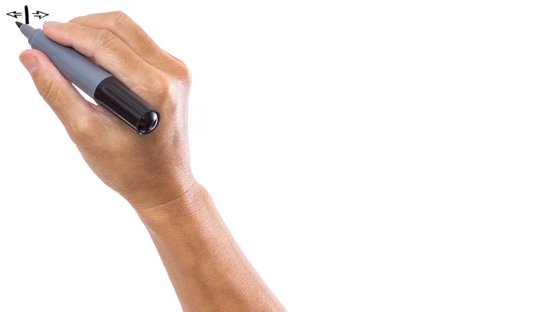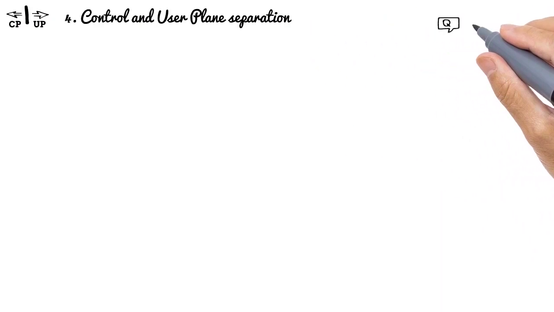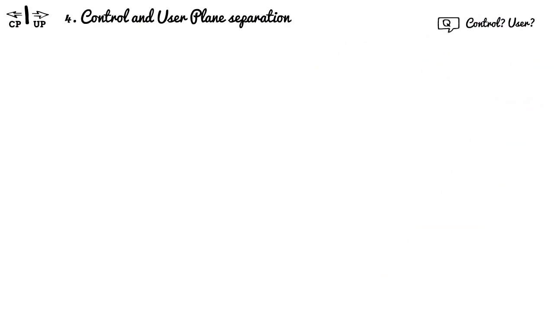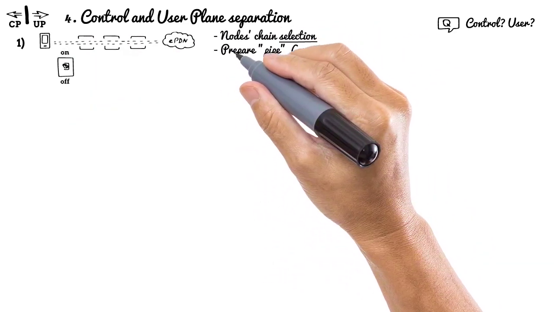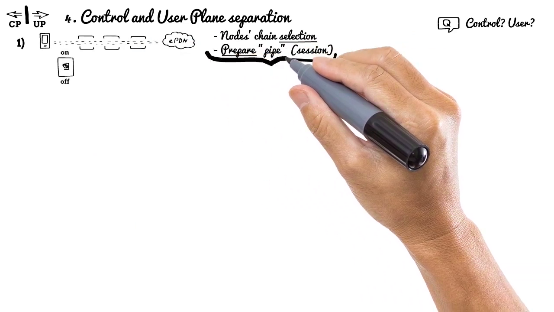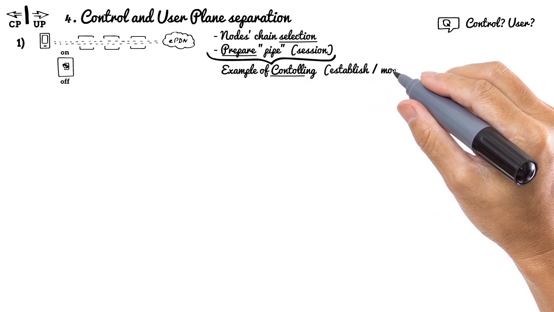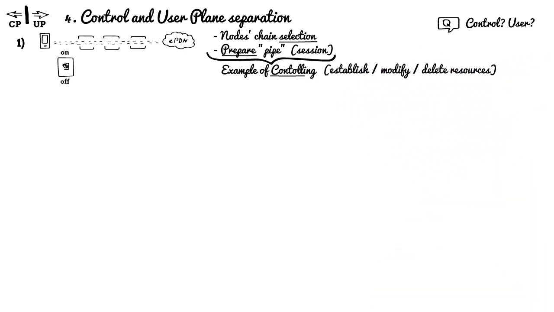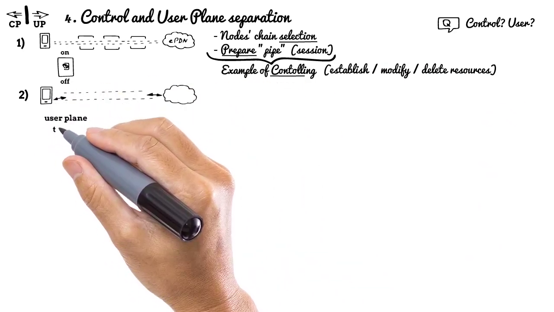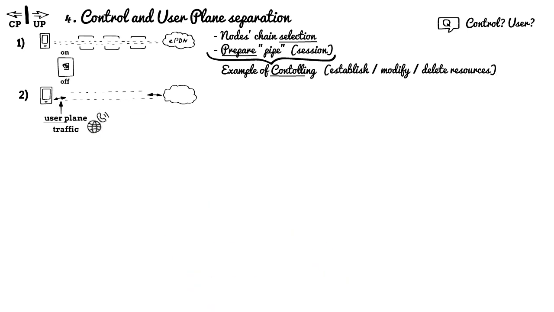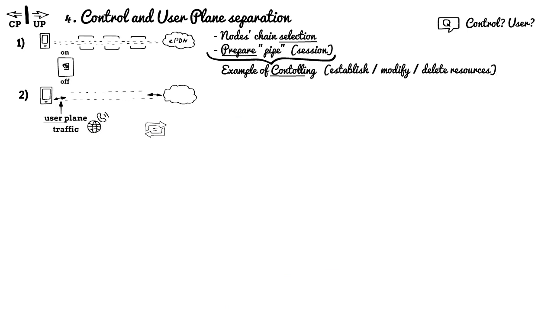Another improvement in mobile networks is control and user plane nodes separation. What does it mean, control, in this context, or user? Remember our example of node chain selection and preparing session, our pipe, for further sending traffic. That was an example of control plane messages. They control establishing, modifying, deleting resources throughout the network. And once resources are ready, they can be used by user plane traffic, voice or packet data sending to and from mobile phone.